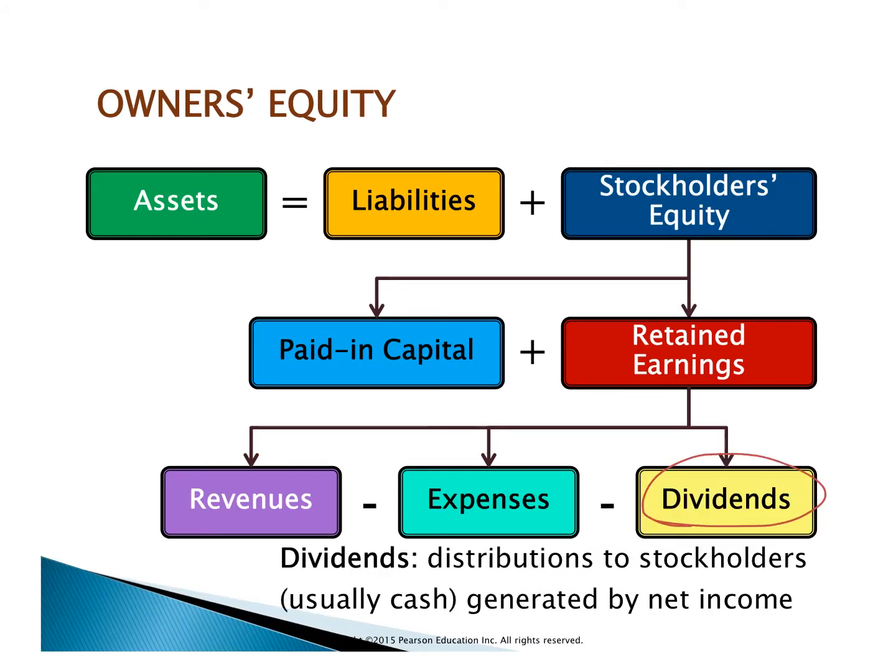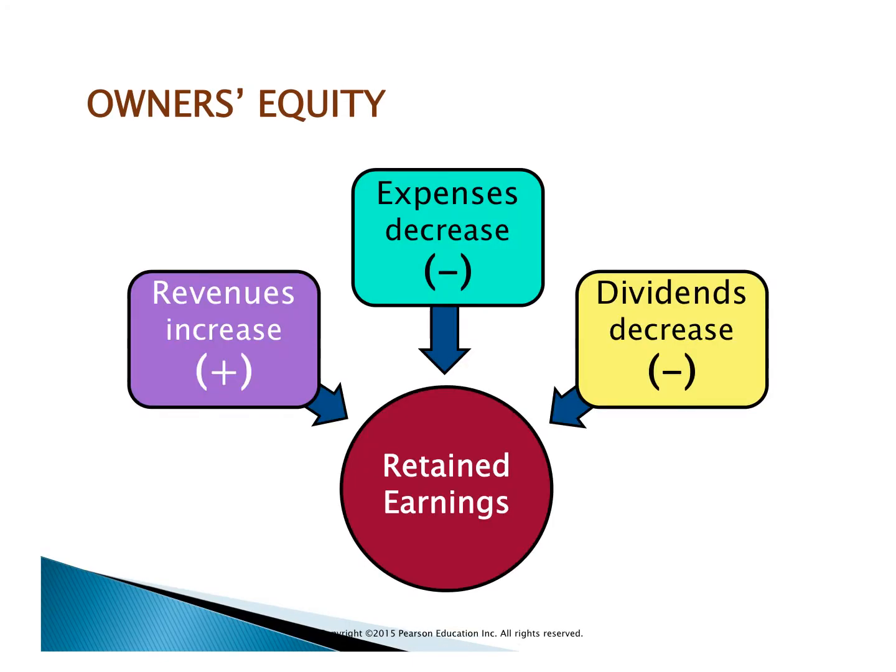Dividends decrease retained earnings because they are distributions to stockholders of assets generated by net income. They are usually paid in cash. A successful business may pay cash dividends to shareholders as a return on their investment. But remember, dividends are not expenses. Dividends never affect net income. Instead of being subtracted from revenues to compute net income, dividends are recorded as direct reductions of retained earnings. To review, revenues increase retained earnings, while expenses and dividends decrease retained earnings.